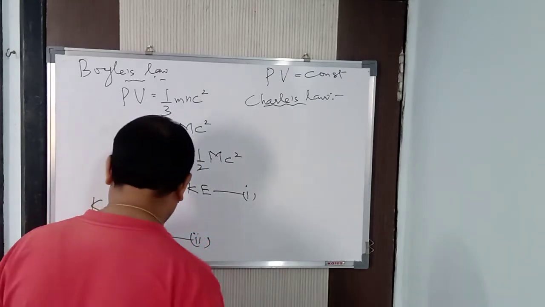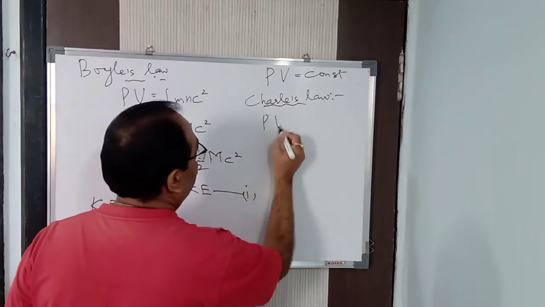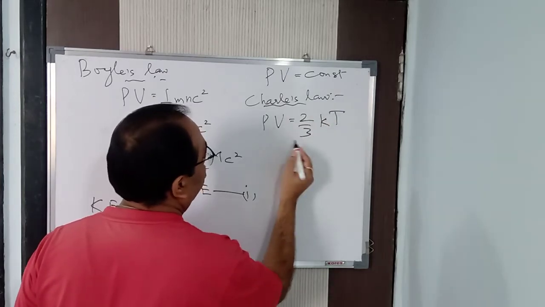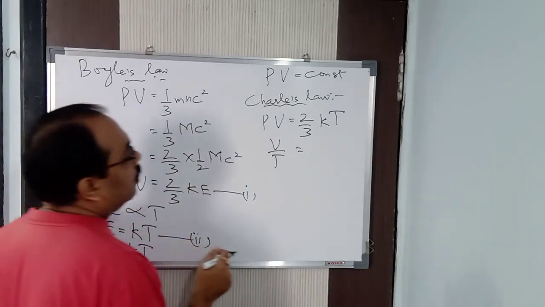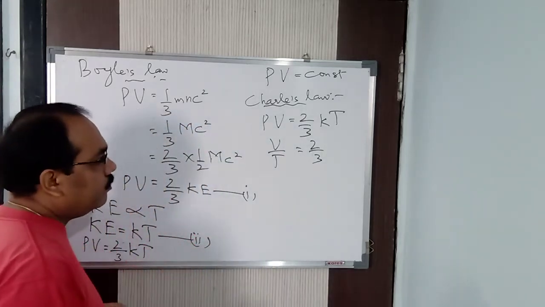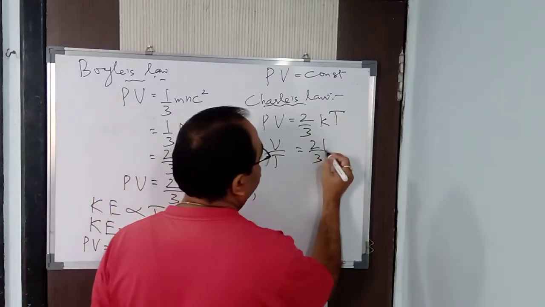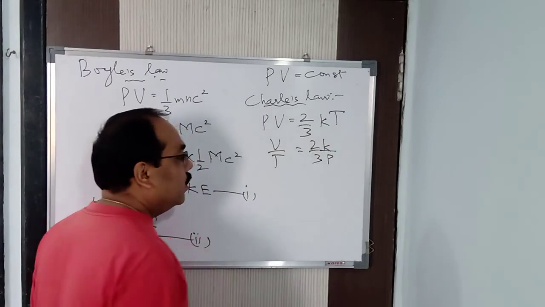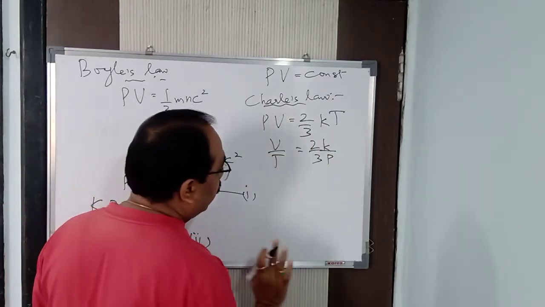Okay. Now just now we have seen that PV is equal to 2 by 3 KT, where K is a proportionality constant. So I can write V by T. What is that? Cross multiplying, PV is equal to 2 by 3 KT, so V by T is equal to 2 by 3 K by P, we got it, fine.